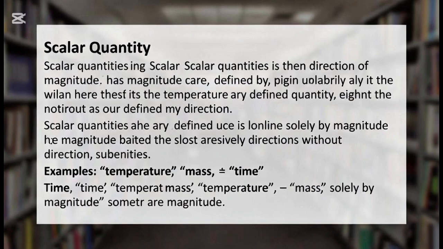For example, when we say that the temperature is 30 degrees Celsius, or the mass of an object is 10 kilograms, or the time taken is 5 seconds, we are dealing with scalar quantities. These values tell us how much of something exists, but they do not tell us anything about direction.